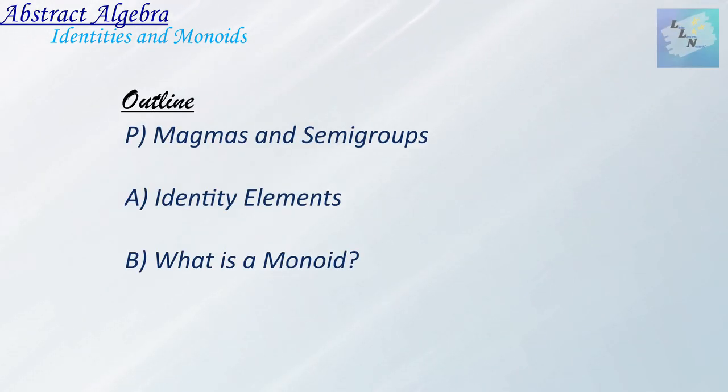Hello there! In this video we will be primarily discussing the concept of a monoid and how it relates to the other algebraic structures we have discussed so far. We will begin by quickly going over what it means for an algebraic structure to be a magma and a semigroup, then we will introduce the concept of an identity element, and then introduce the structure known as a monoid.